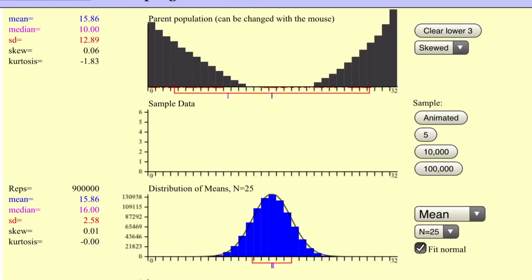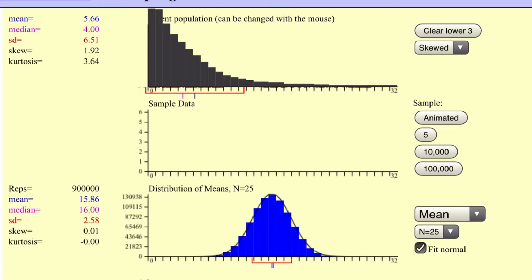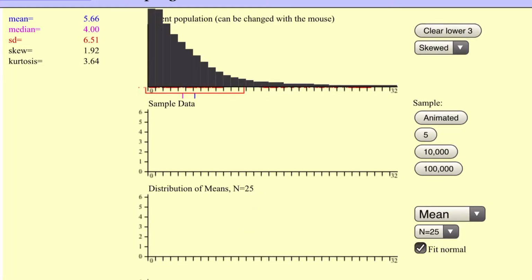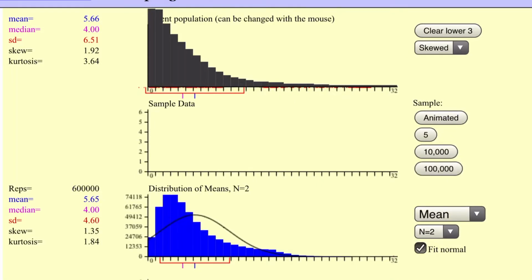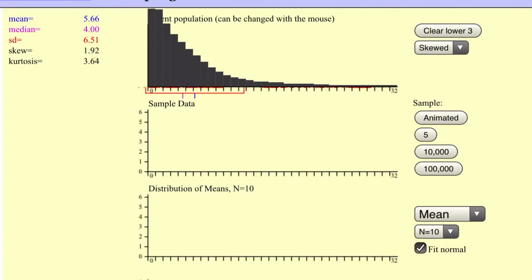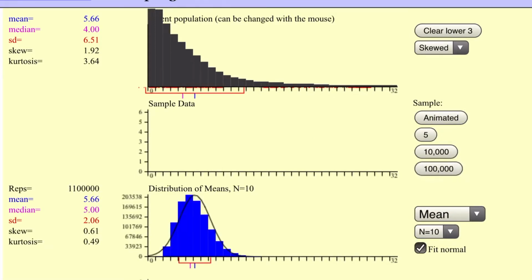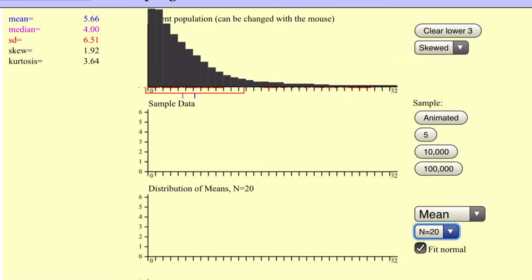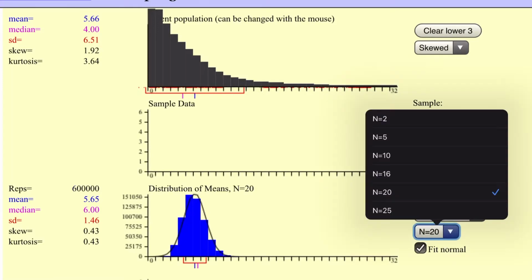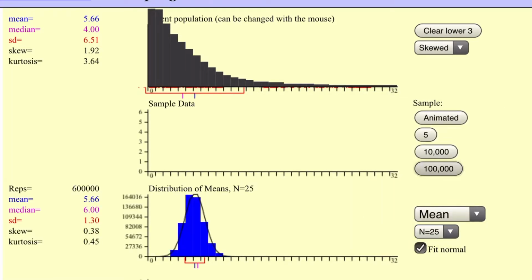All right. Let me make a little bit more extreme skewed one. That's a little bit more extreme than we saw a second ago. And let's do a sample size 2. And we can see with this, definitely not normal. Let's bump it up to 10. And it's starting to feel a lot more normal. Let's get up to 20. A lot better. The highest that this goes is 25.